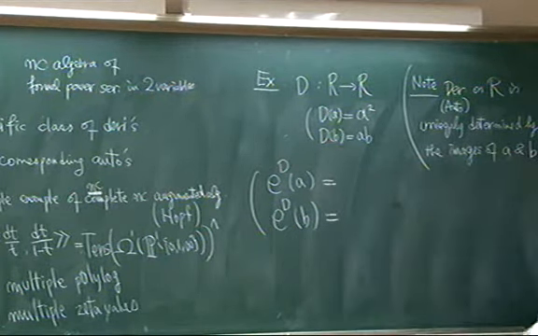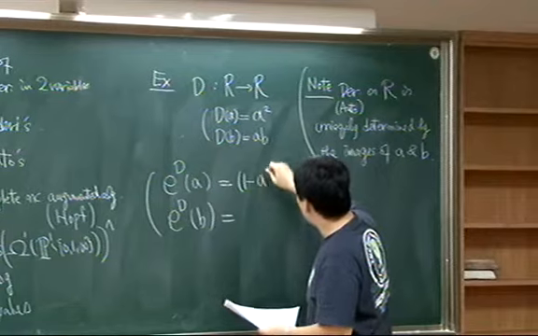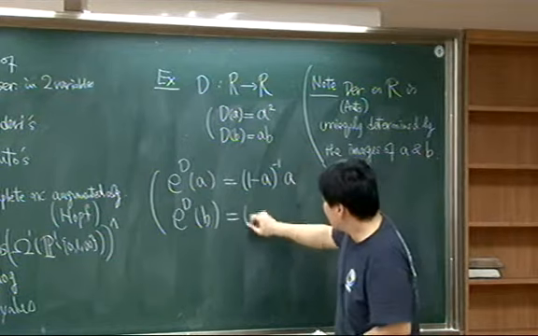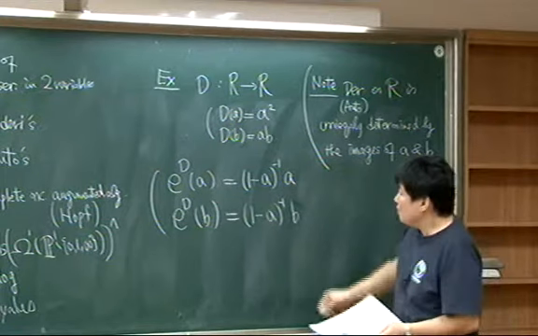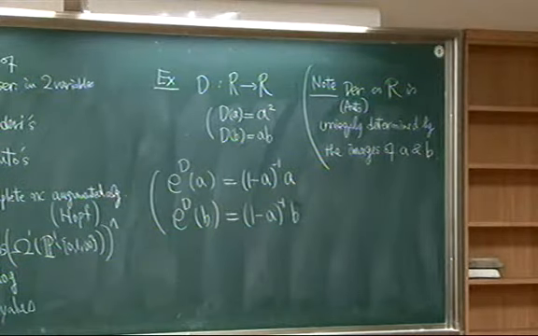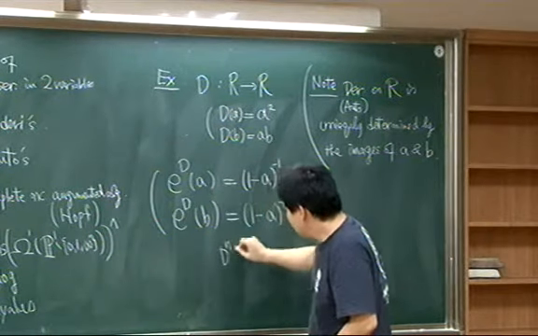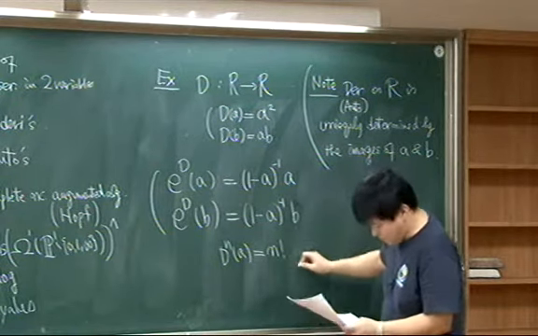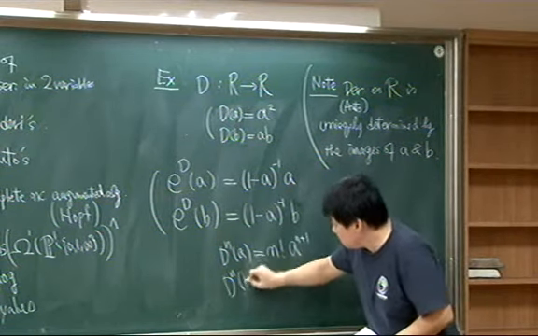In this case, the computation is quite easy. The answer is: the image of A is (1 minus A) inverse A, and the image of B is (1 minus A) inverse B. Because to calculate the exponential, we have to calculate the nth composition of D. But in this case, using mathematical induction, it's easy to predict these images.